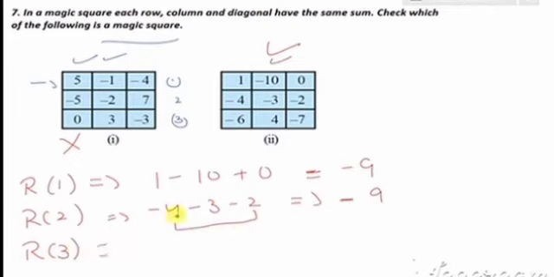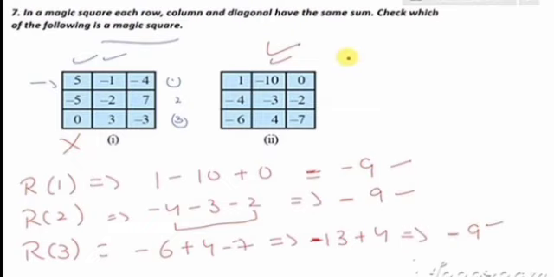Row 3 is minus 6, 4 and minus 7. So we are going to check the sum of row 3, that will be equal to minus 6 and minus 7, that will be equal to minus 13, and plus 4. So you will get minus 13 plus 4. As our negative number is greater, we'll get negative sign in the answer. So answer will be minus 9. So our row 3 sum is minus 9. R1 and R2 sum is also minus 9.